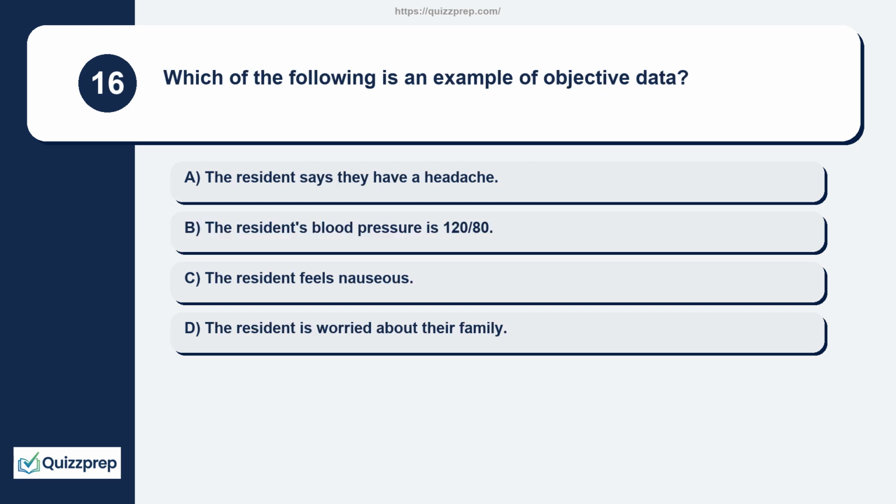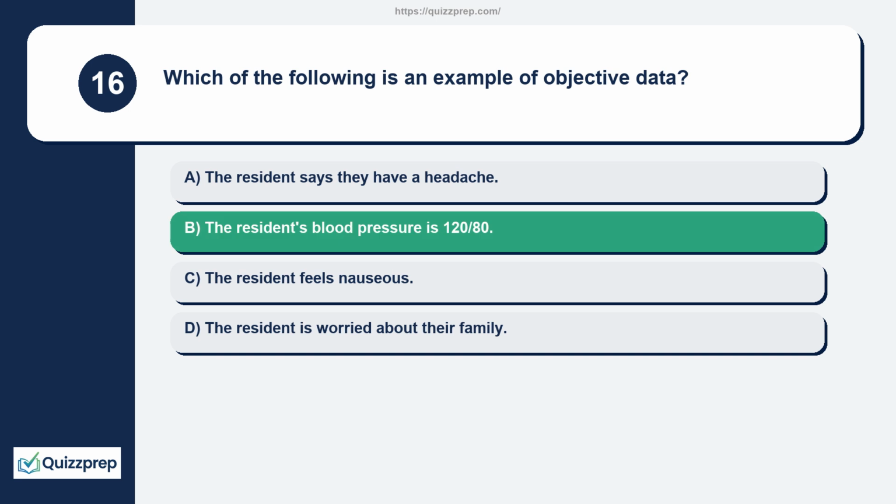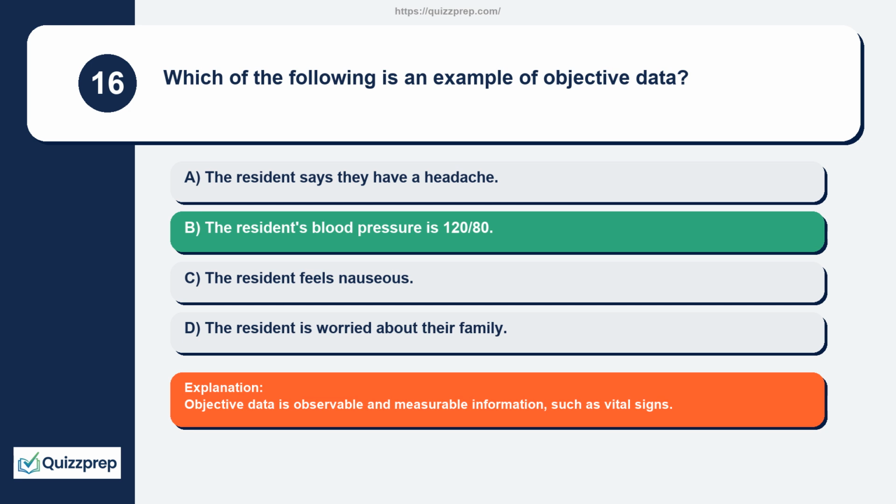Question 16. Which of the following is an example of objective data? The resident says they have a headache. The resident's blood pressure is 120/80. The resident feels nauseous. The resident is worried about their family. Objective data is observable and measurable information, such as vital signs.